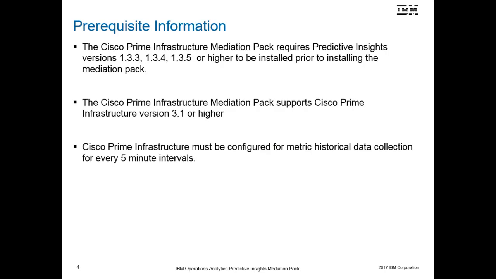The following is a list of prerequisites that are needed for the Cisco Prime Infrastructure Mediation Pack. Predictive Insights versions 1.3.3, 1.3.4, or 1.3.5 must be installed prior to installing the Mediation Pack. The Cisco Prime Infrastructure must be configured for historical collection on the metrics at 5-minute intervals. The Mediation Pack supports Cisco Prime Infrastructure version 3.1 or higher.